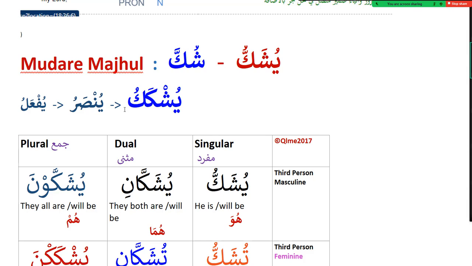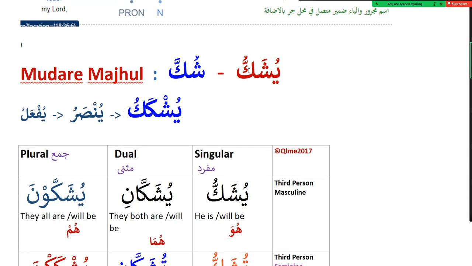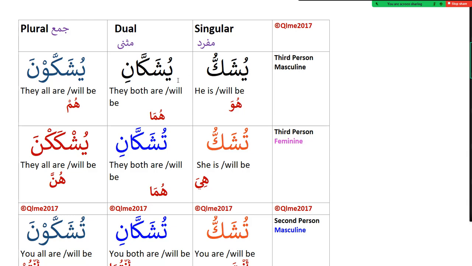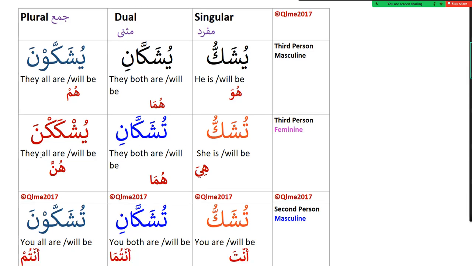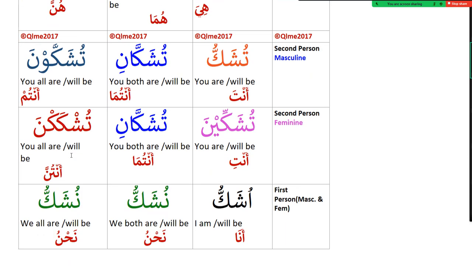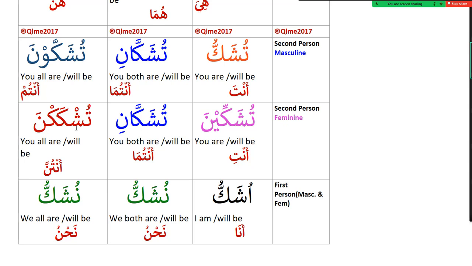But since in Yushkaku there are two kafs next to each other, they are fused together and it becomes Yushakku. Is it clear? It becomes Yushakku. These are irregular words. So Yushkaku becomes Yushakku. So you have Yushakku, Yushakani, Yushakuna, Tushakku, Tushakani, Yushkakna, Tushakku, Tushakani, Tushakuna, Tushakina, Tushakani, Tushkakna, Ushakku, Nushakku.